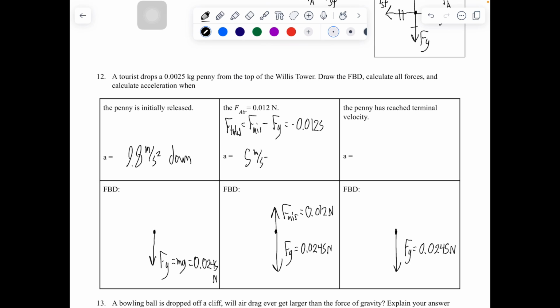5 meters per second squared down. That's why I'm not writing the negative. I'm just writing that it's down. This makes sense. The total force is smaller because now there's air opposing our gravity. Acceleration is smaller than it was before.